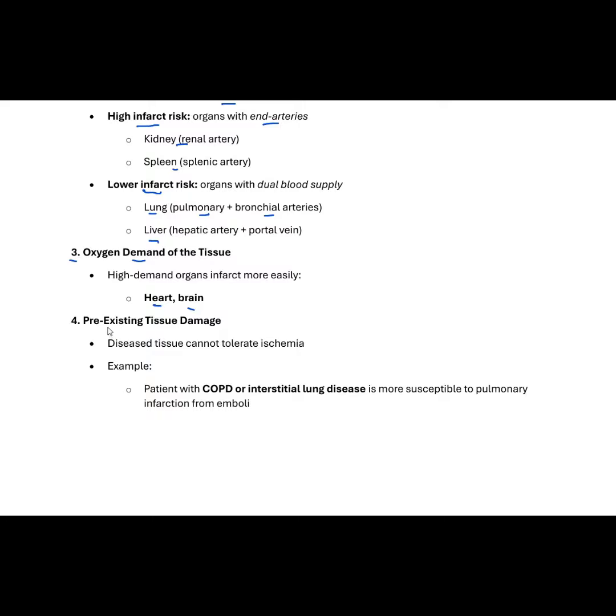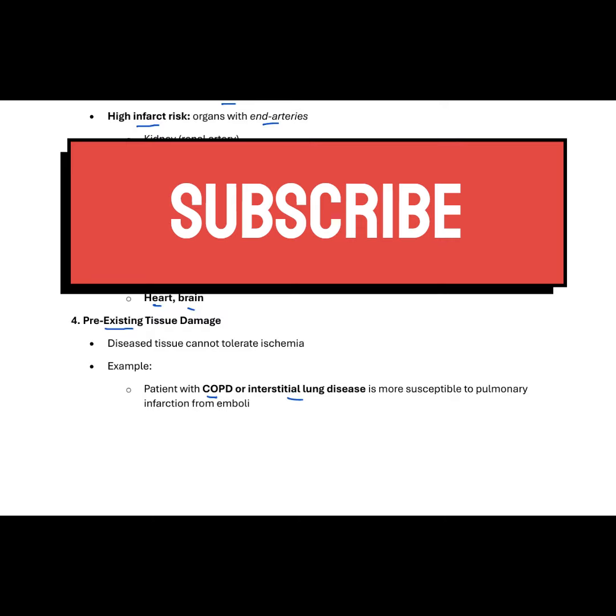And the next one is pre-existing tissue damage. If somebody already has tissue that has been damaged, they may not be able to tolerate ischemia very well, and that could lead to what? Infarction. A classic example is a patient who has chronic obstructive pulmonary disease like emphysema, or a patient who has interstitial lung disease that now develops pulmonary embolism, then that could lead to what? Ischemia and infarction, because those tissues have already been affected, damaged, or diseased, and they may not be able to tolerate ischemia very well, and that could lead to infarction.